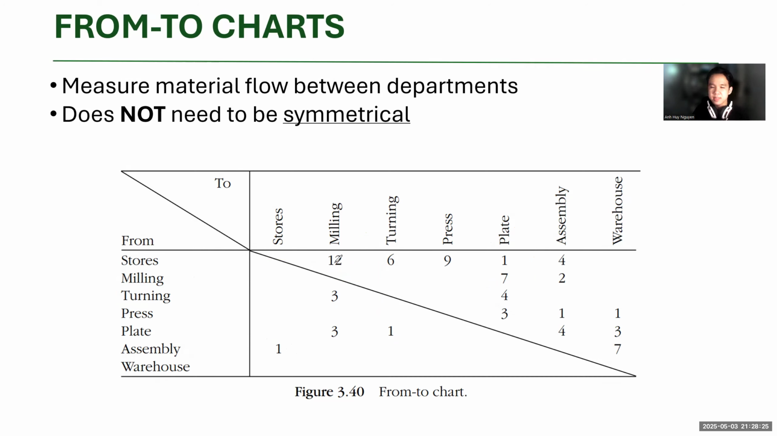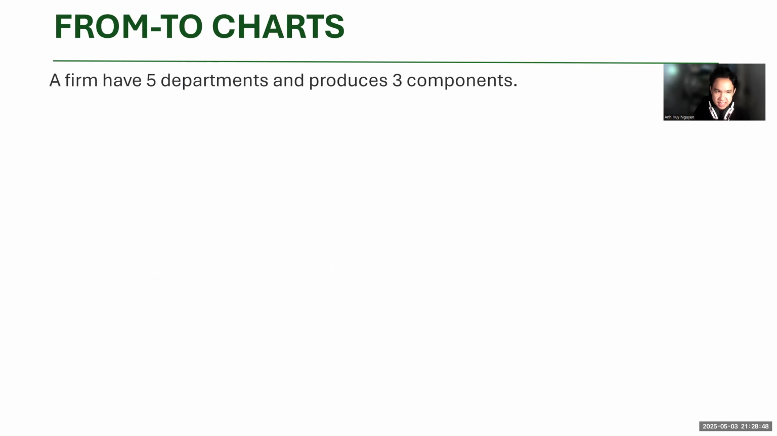And just remember, it doesn't need to be symmetrical. So for example, from blade to milling, it's 3, right? But from milling to blade, it's 7. So the from-to flow can be different. Okay. Now, let's go to an example.